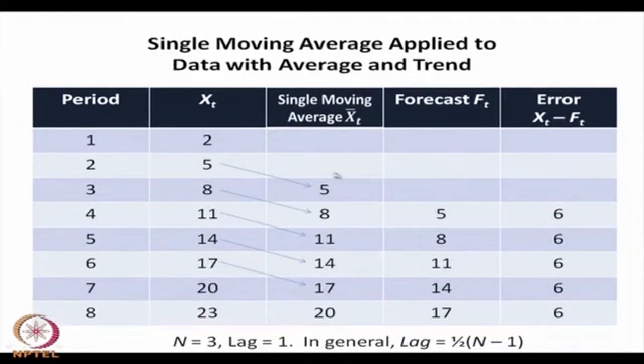Now, suppose that the time series data is all the time increasing. It is an ideal case where there is no noise. It contains only an average and a trend component. You can see at time point 1, the value of x is 2, then next period it is 5, the increment is 3, next period it is 8, increment is still 3, 11, 14, 17, 20 and 23. So, if the time series data shows a consistently rising trend, will a single moving average be a good method?